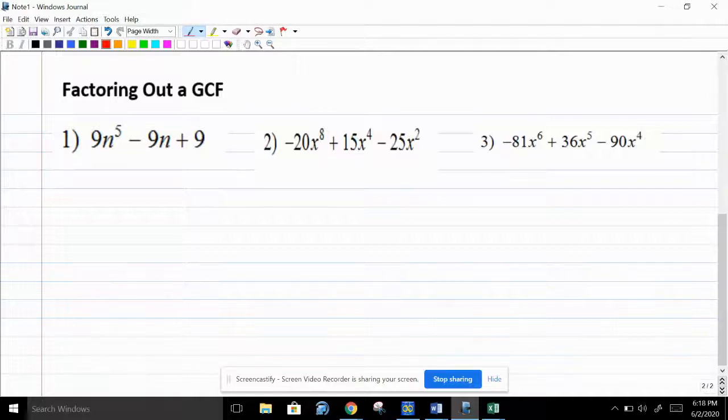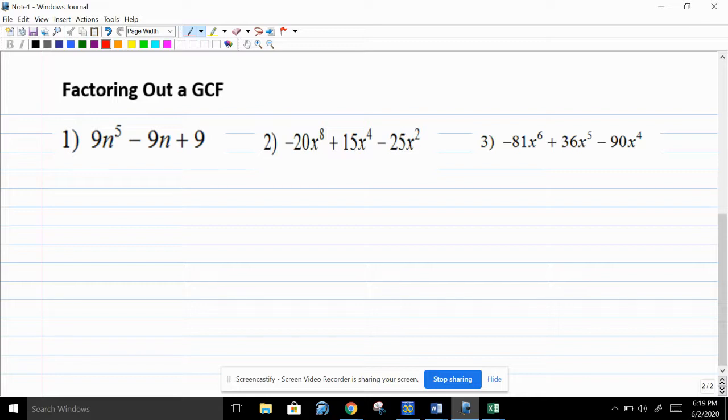Okay, guys, so as you can see, today we're talking about factoring out a GCF, a greatest common factor. We've already taken a look at some problems kind of like these, but as you can see with these problems, there's definitely some differences with what we're looking at today as opposed to what we were looking at earlier. So we're going to go through these problems term by term.